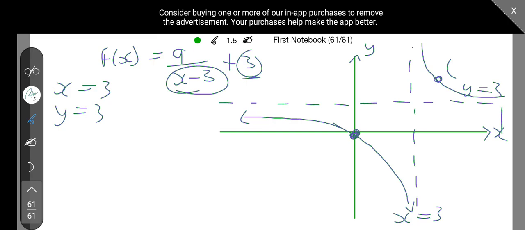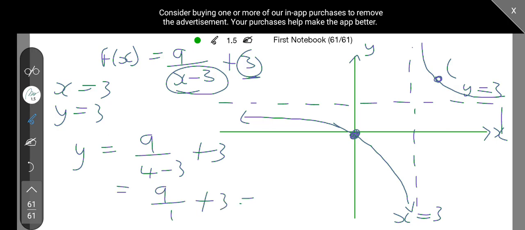For example, let's plug 4 into the equation. We're looking for the value of y when x is equal to 4. So y is equal to 9 over 4 minus 3, plus 3. That gives us 9 over 4 minus 3, which is 1, plus 3. And the answer there is 12. This means that the other point is given as (4, 12). Okay, then you will get full marks.